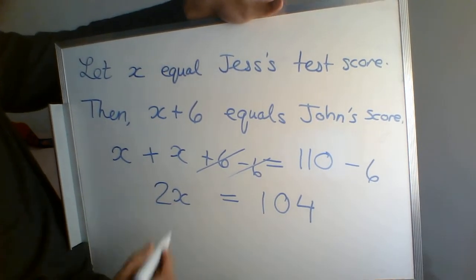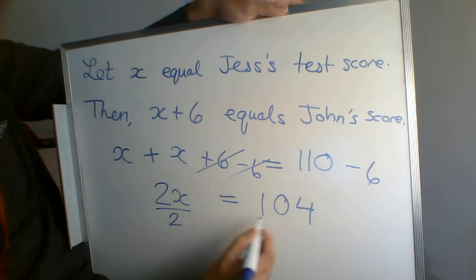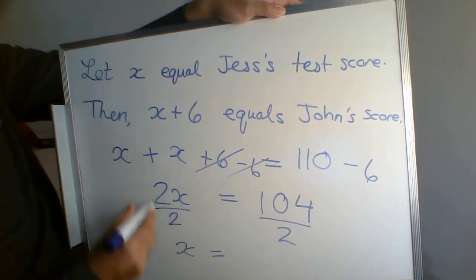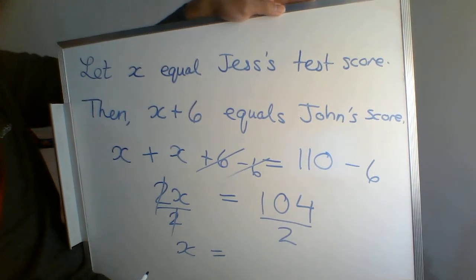So if 2x is equal to 104, then I can divide both sides by 2, and I'll be left with just x on the left side, so those 2's disappear from here.